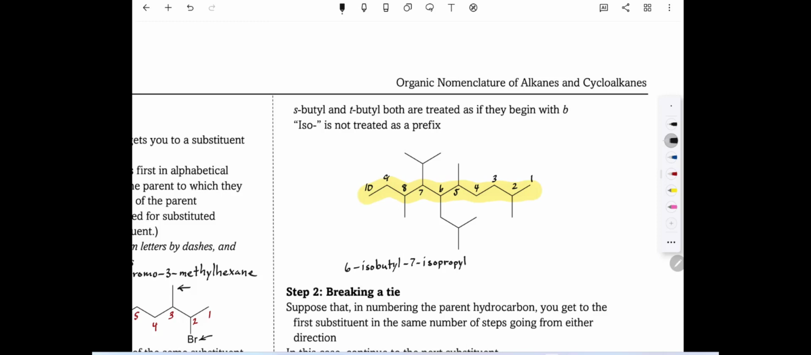And finally, we have our 3 methyl groups on carbons 2, 5, and 8. So we have 2,5,8, and this will be trimethyl, followed by the name of the parent, with no space, decane. 6-isobutyl-7-isopropyl-2,5,8-trimethyldecane.